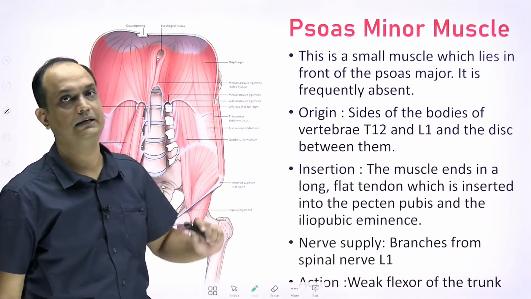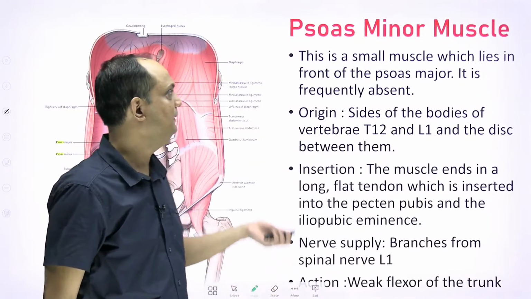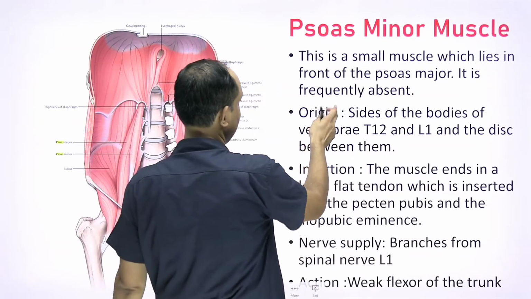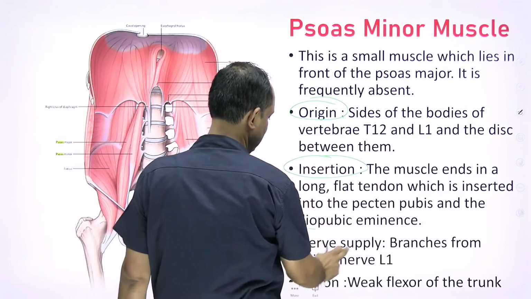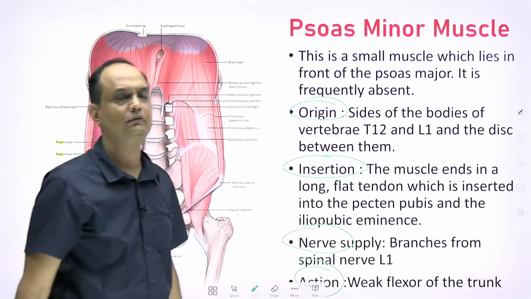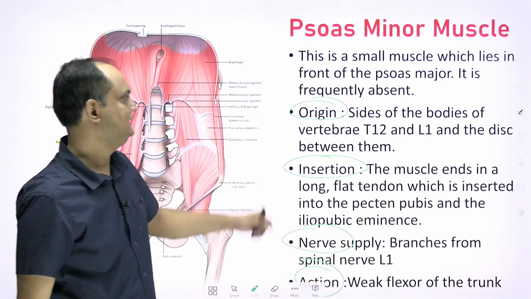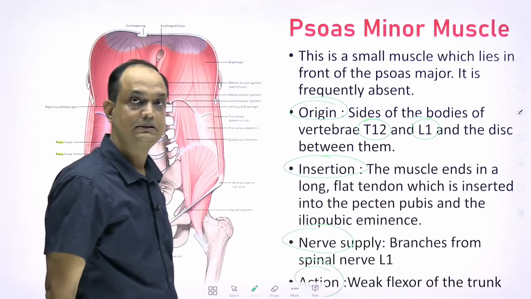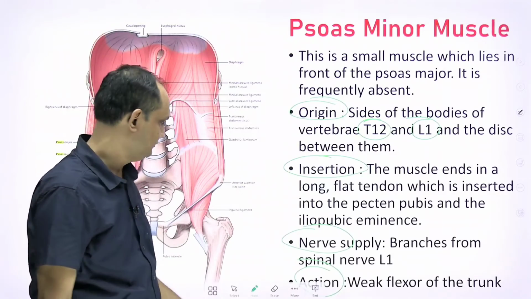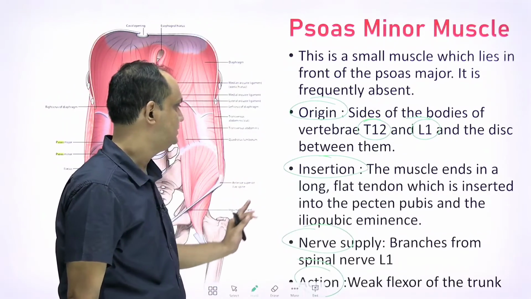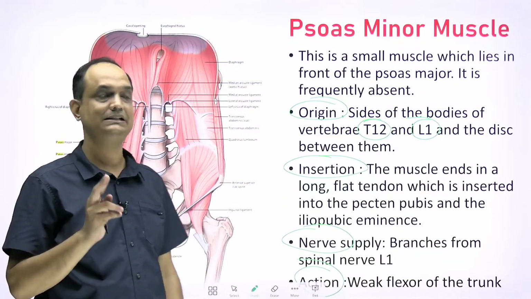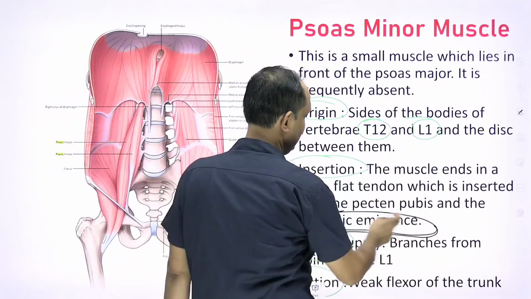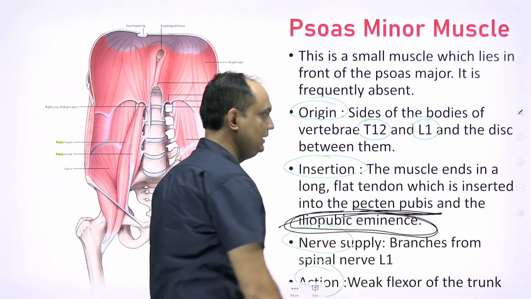Now what about psoas minor? It is a very rare muscle. It may be absent. It is not a constant finding. Now if it is present, you have to again see the origin, insertion, nerve supply and action. These are the four things which we always talk about for any muscle. So it arises very high from T12 to L1 and their intervertebral disc. When you talk about the insertion, most of the time you have the question about the insertion of psoas minor. Then the answer is the iliopubic eminence and pecten pubis of the hip bone.